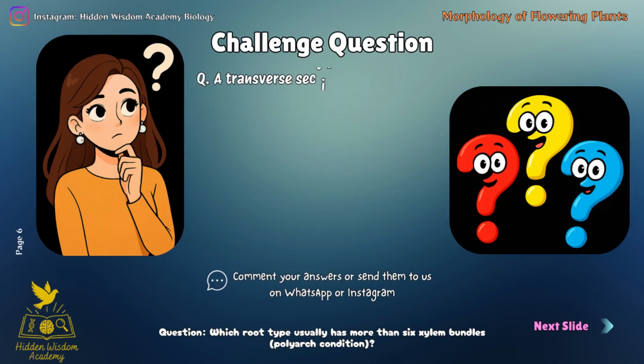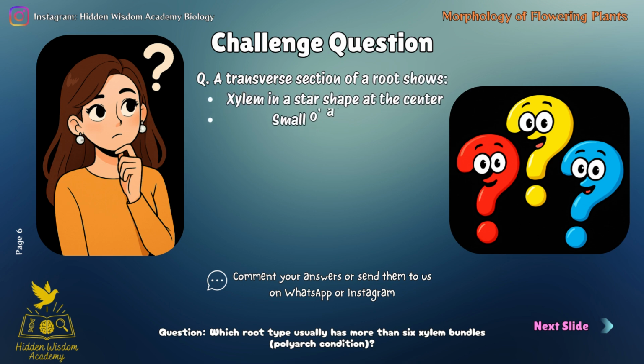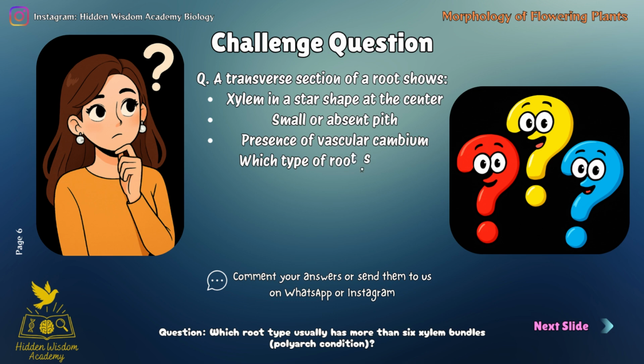Here's your challenge question for today. A transverse section of a root shows: 1. Xylem in a star shape at the center. 2. Small or absent pith. 3. Presence of vascular cambium. Which type of root is this?